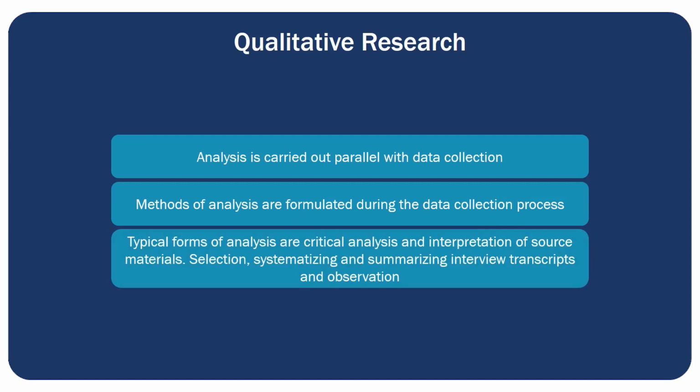So typical kinds of analysis that are generally employed in qualitative information are critical analysis and interpretation of source materials. Here we are trying to summarize the interview transcripts and also trying to summarize observation. Sometimes content analysis is also used for this purpose.